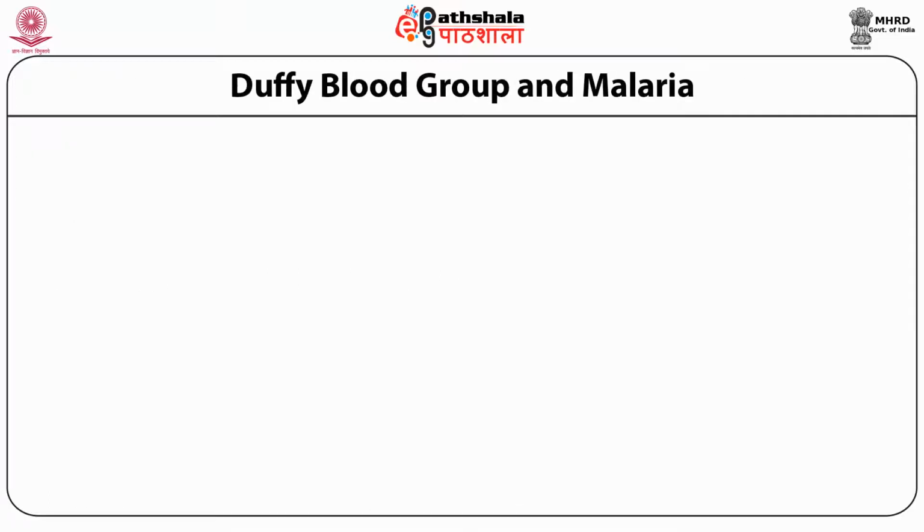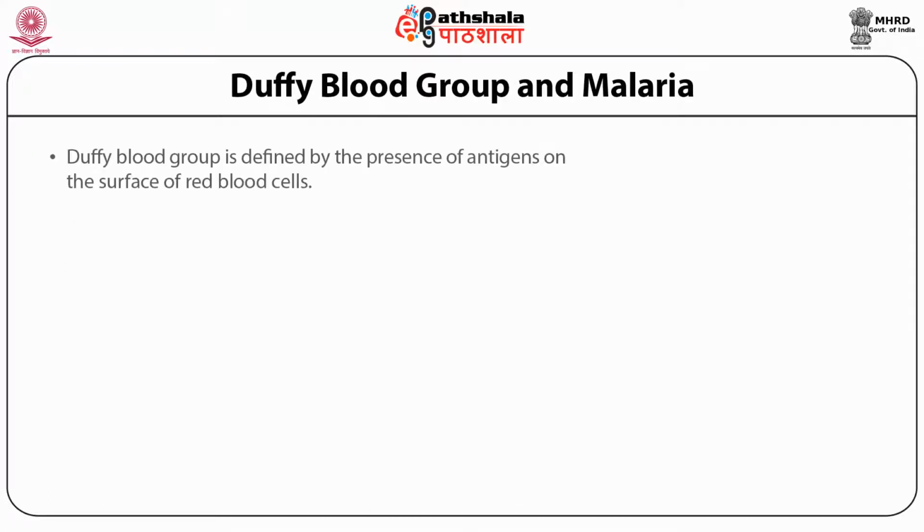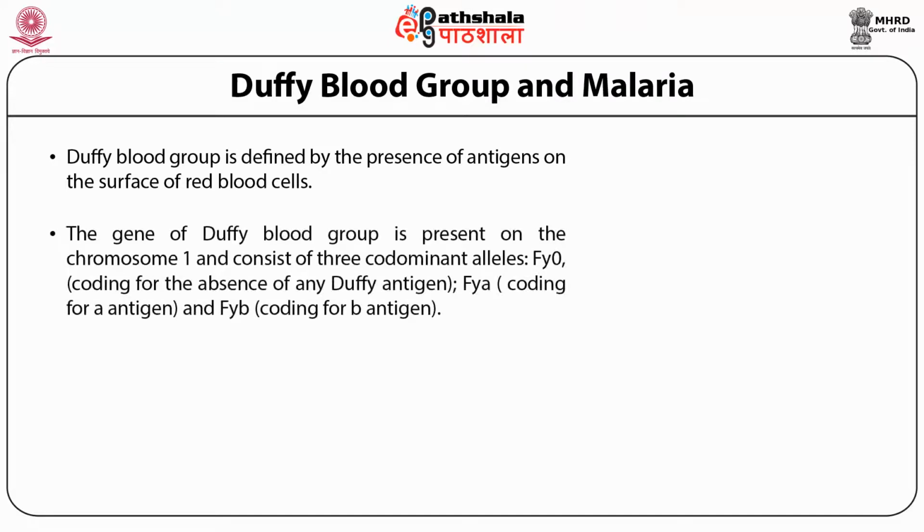Duffy blood group and malaria. The Duffy blood group is defined by the presence of antigens on the surface of red blood cells. The gene of the Duffy blood group is present on chromosome 1 and consists of three codominant alleles: FY*O coding for absence of any Duffy antigen, FY*A coding for the A antigen, and FY*B coding for the B antigen.